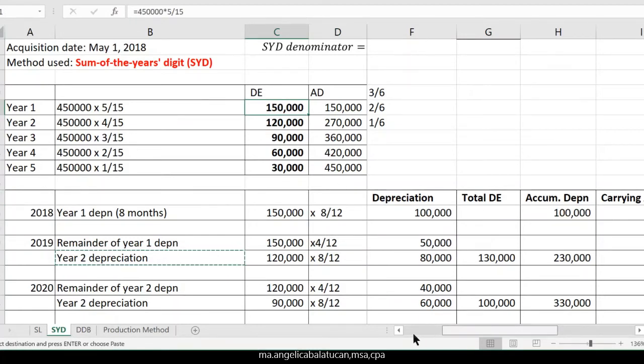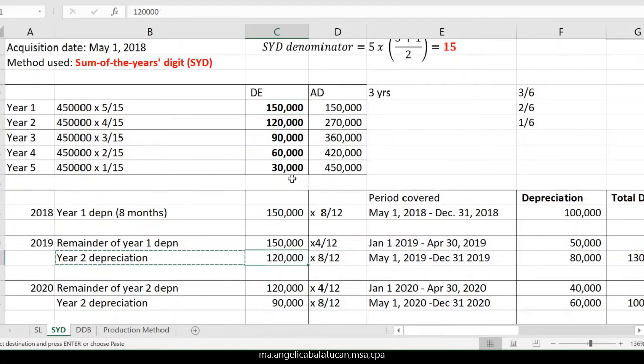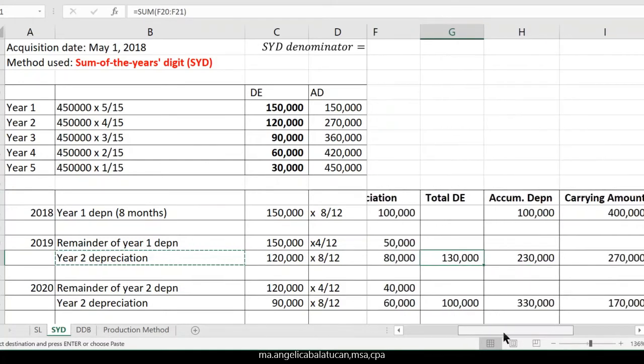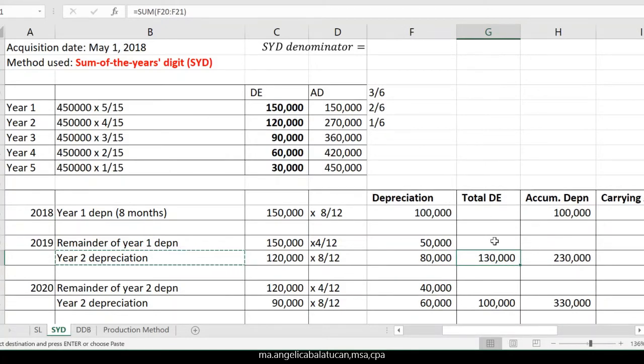Next, we'll begin with the year 2 depreciation, which is 120,000 here. So 120,000 times 8 over 12, that's from May 1 until December 31, 2019. So May 1, 2019 will be the start of our year 2. So that's equivalent to 80,000. So the total depreciation for 2019 from January to December would be 130,000.